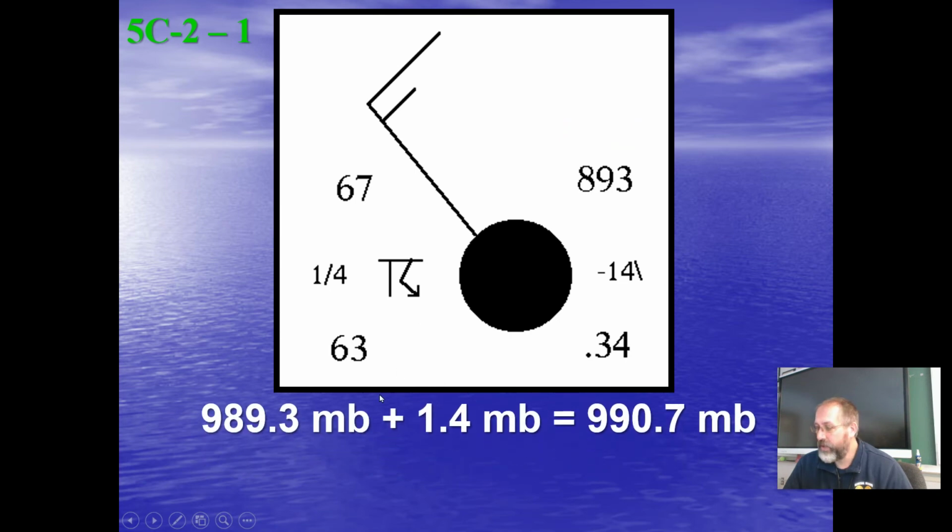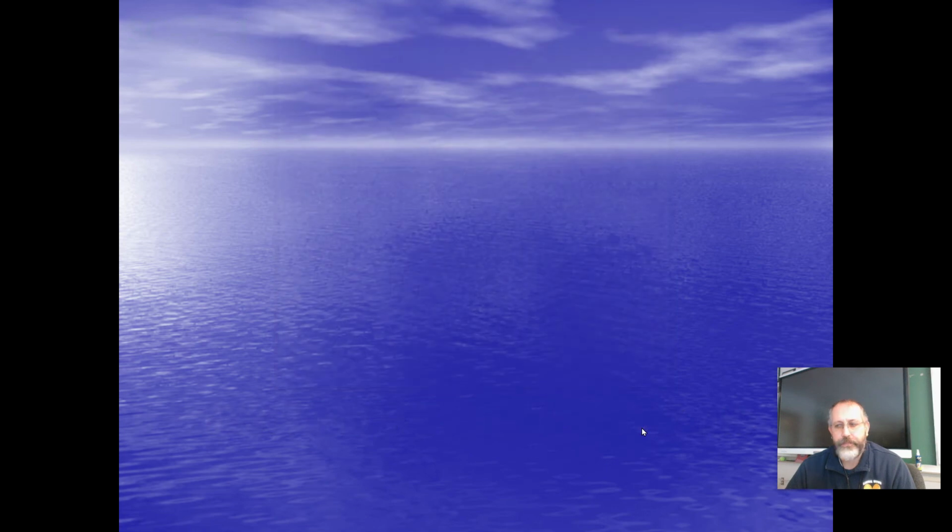Now, it didn't ask you what the pressure was 3 hours ago, but I'm kind of in that thing. So 989.3 is current pressure. It's gone down 1.4. So if I added it back on, that means 3 hours ago it was 990.7. Again, you didn't have to do that, but you know, I'm a dork. I like math. All right, next.